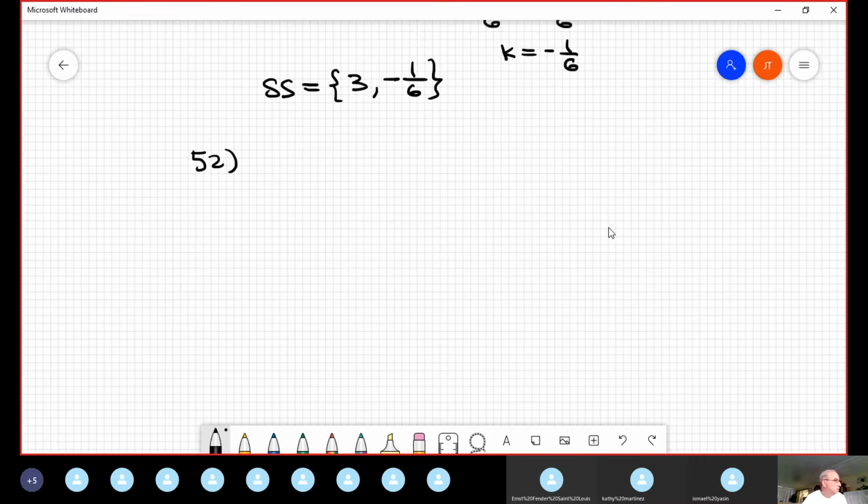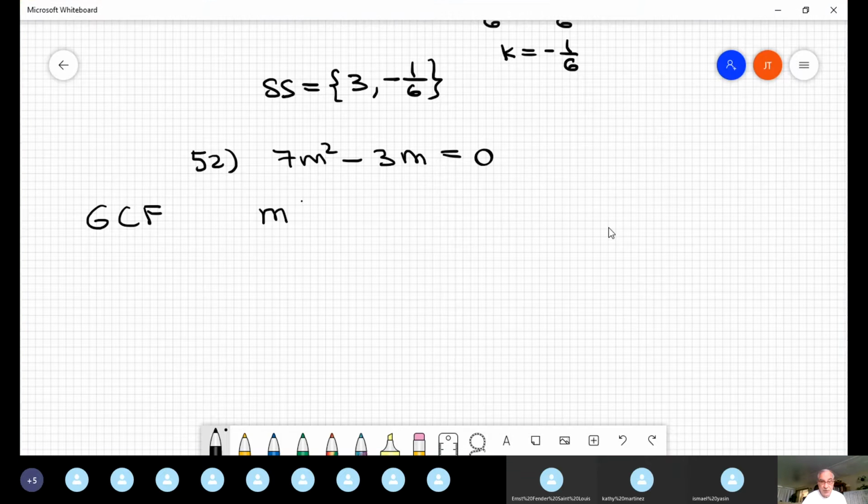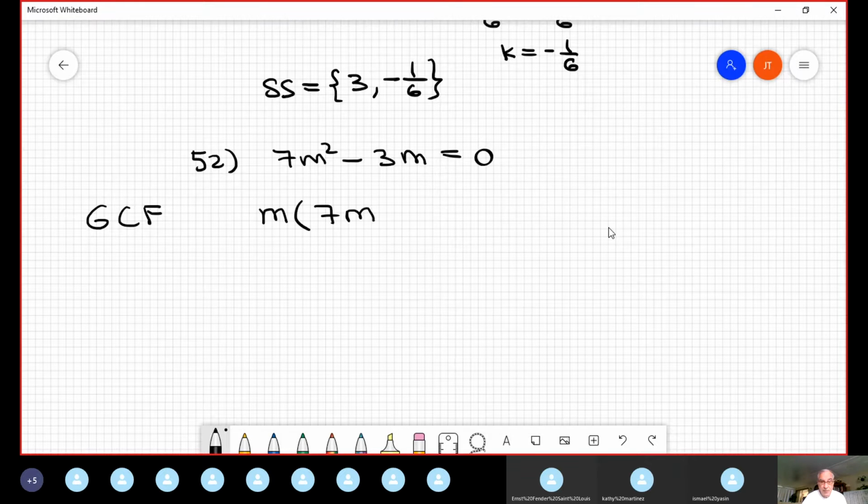Problem 52 is 7m squared minus 3m equal to 0. Oh, this is a binomial, not a trinomial. But remember, the first thing you should do when possible is find the GCF. The GCF in this expression is m. Only one m is a common factor: m(7m minus 3) equal to 0.